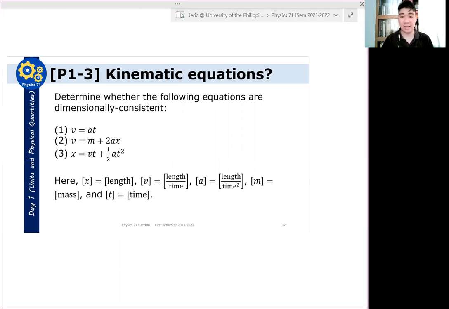Okay, sige. Please do it in maybe 2 minutes, 2 minutes siguro. Okay? Sige.